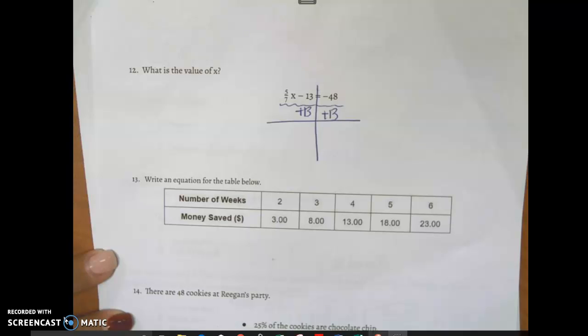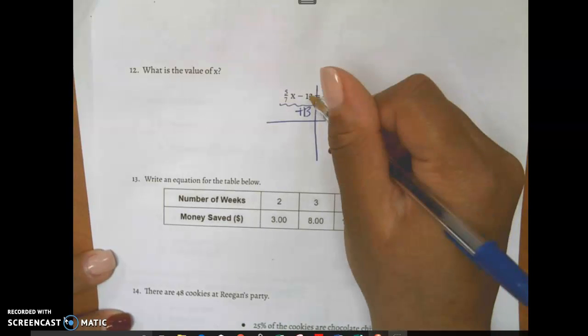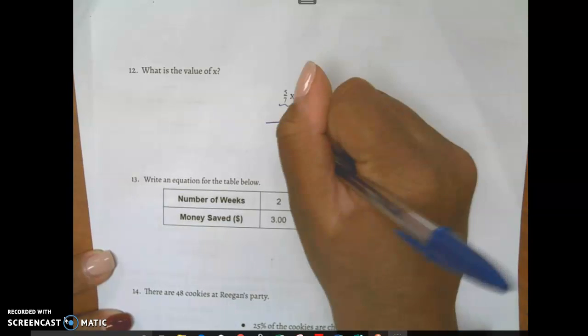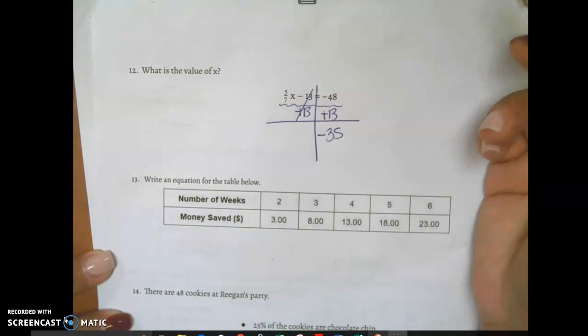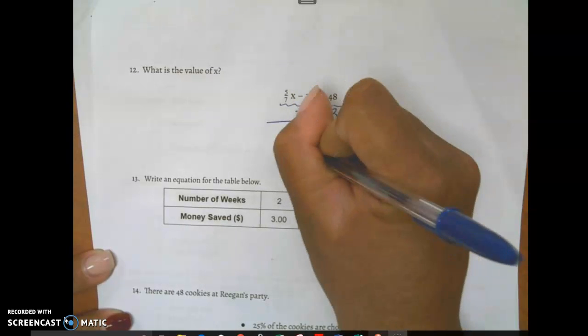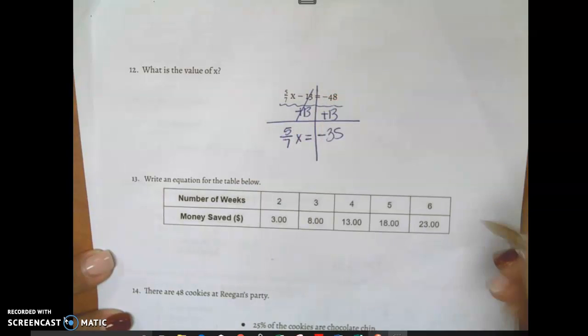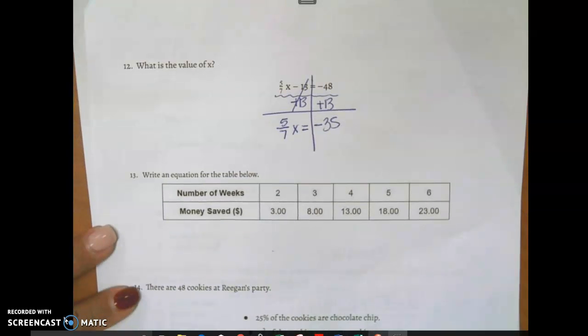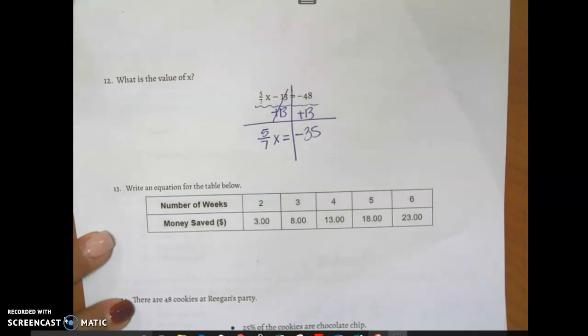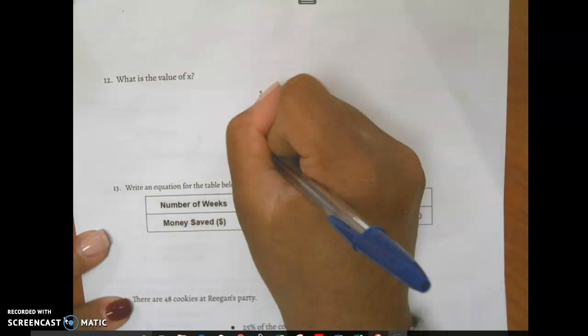Keep going. -35. Good. And then what's on the left side? 5/7 x equals -35. I know, but one person's doing it, honey, but thank you. Now what? I got to do something before I multiply. Flip it, then multiply. Good.